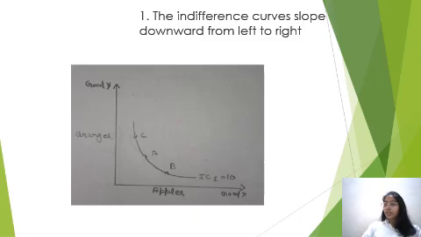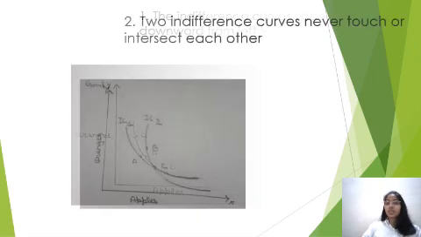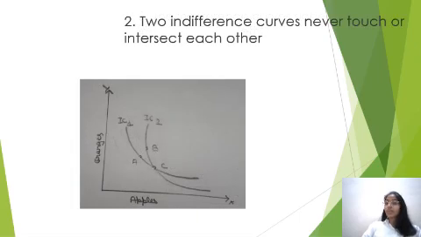The next one is that two indifference curves never touch or intersect each other. You can see in the curve that two indifference curves never touch or intersect each other.